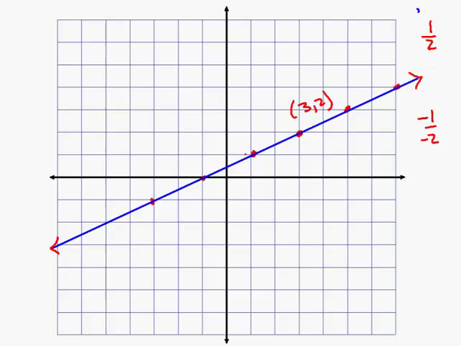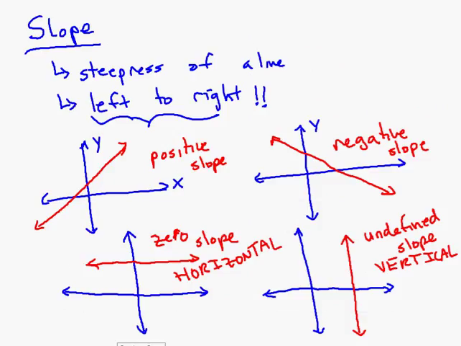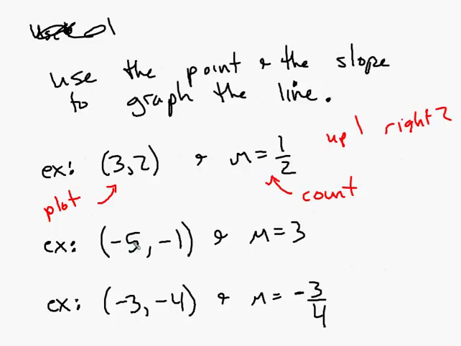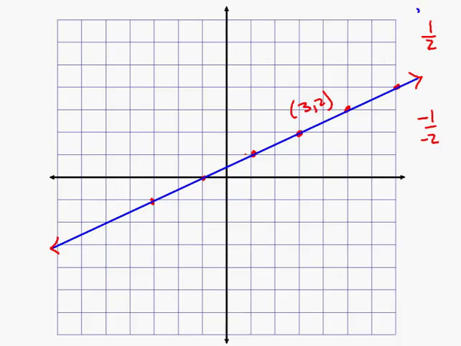Okay, so I was actually trying to look at this next question. It's start at -5, -1, and a slope of 3. Now I have nothing here in my denominator. That means it's a 1. So it goes up 3, right 1. So I start at -5, -1. All right, -5, 1, 2, 3, 4, 5, -1.